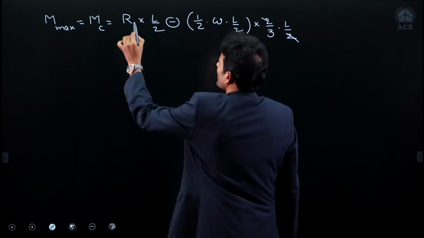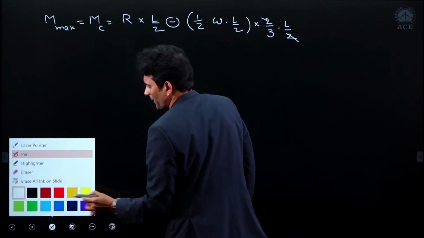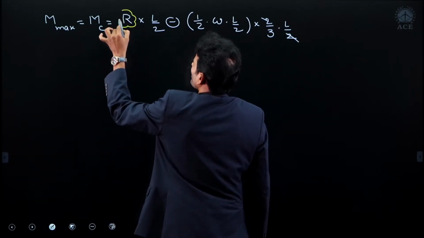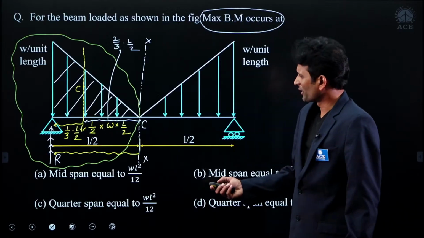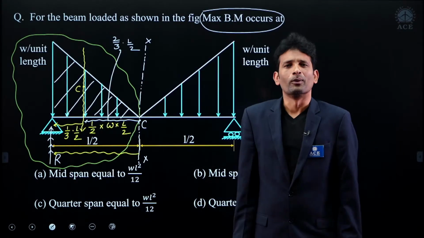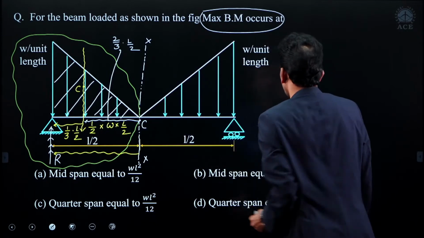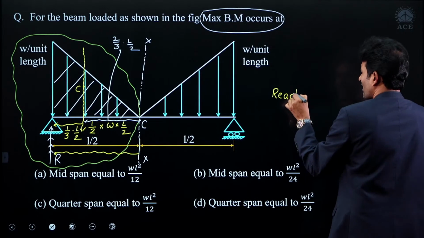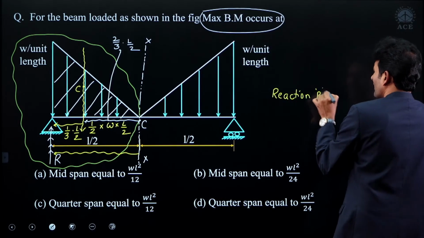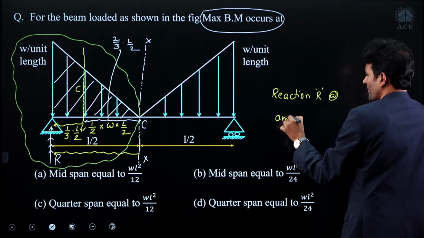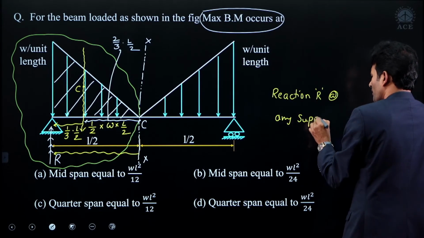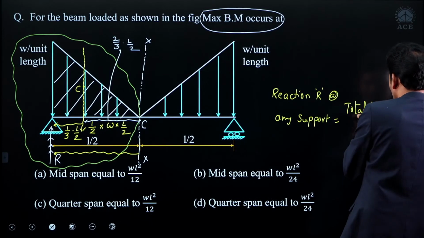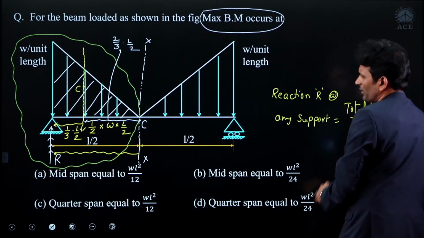So here the unknown is R. We need to find out the R. How to get the reaction R? Look at the beam. Again, it is a symmetrical loading. When the loading is symmetrical, the reaction R at any support should be equal to total load divided by 2. What is the total load?